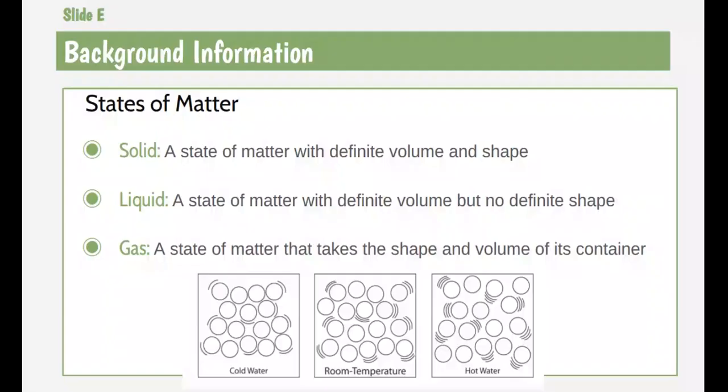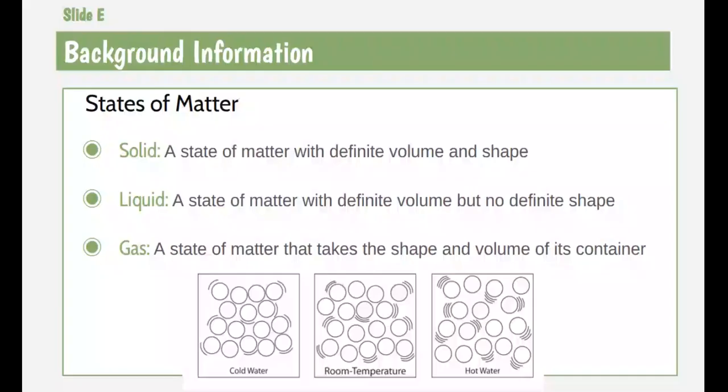When we think of a solid, it is that state of matter with a definite volume and shape. So when I think of something that is solid, if I were to pick up a bar of soap, it definitely takes the shape of the soap bar. It definitely has volume and it takes up space. Or an ice cube is a solid. It has the shape of its own cube and it definitely takes up space.